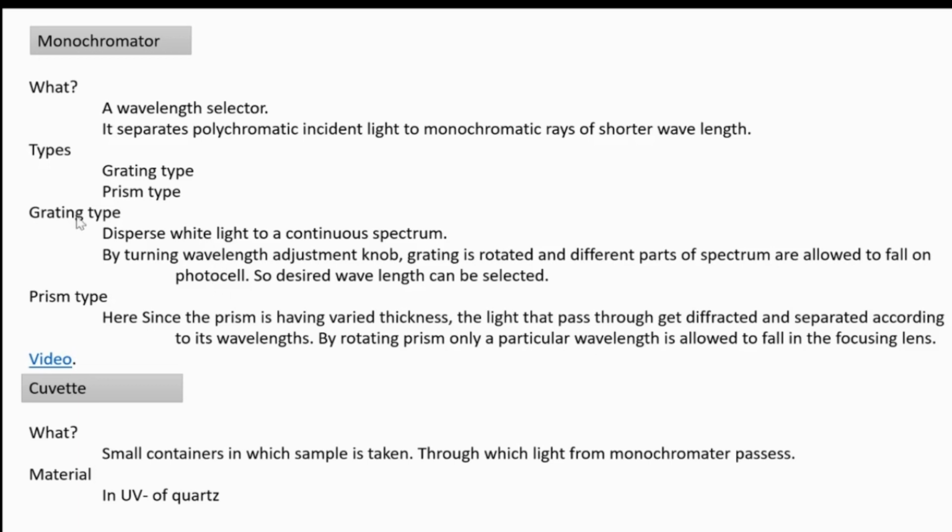There are two different types of monochromator used in a spectrophotometer. Regarding this monochromator, we are going to see a video now. So let's go and see that video.